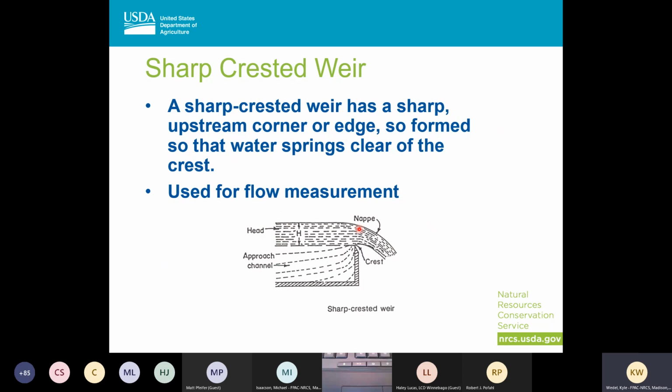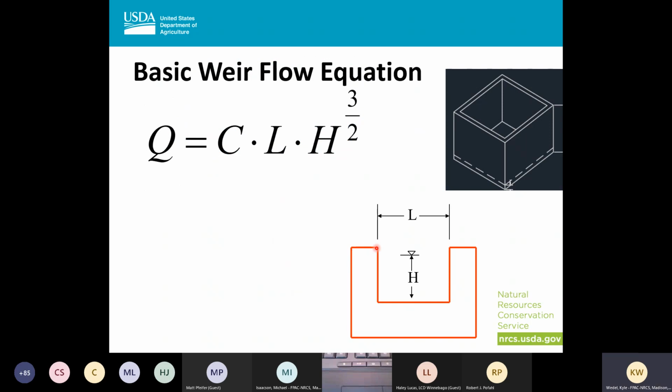A sharp-crested weir has a sharp corner or edge, and so the water springs over it. The difference between the broad-crested and the sharp-crested is that I have a point here, and the water just free flows over it, and there's nothing supporting the nappe on the backside once it comes over. This is used for flow measurements. You'll see sharp-crested weirs in the top of inlet structures as well.